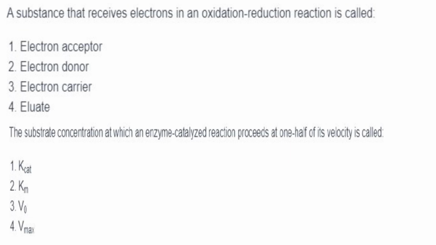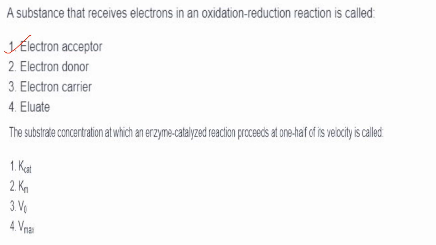Then next one. A substance that receives electrons in an oxidation reduction reaction is called. So the substance that receives electrons has to be an electron acceptor. Because oxidation reduction reaction is redox reaction. Oxidation is loss of electrons and reduction is gain of electrons. So electron acceptor is a substance that receives electrons during redox reaction and thereby gets reduced.